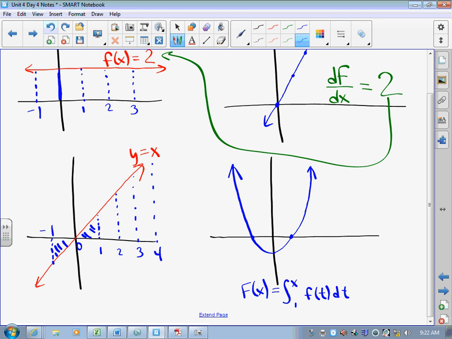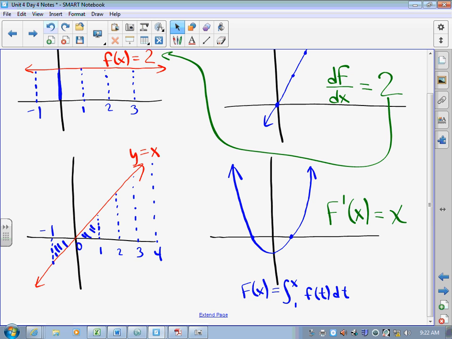It looks a heck of a lot like a parabola. And I'll bet my bottom dollar that if I take the derivative of that parabola, I'm going to get x. Seems like a reasonable thing. This is what the Fundamental Theorem Part 1 says.